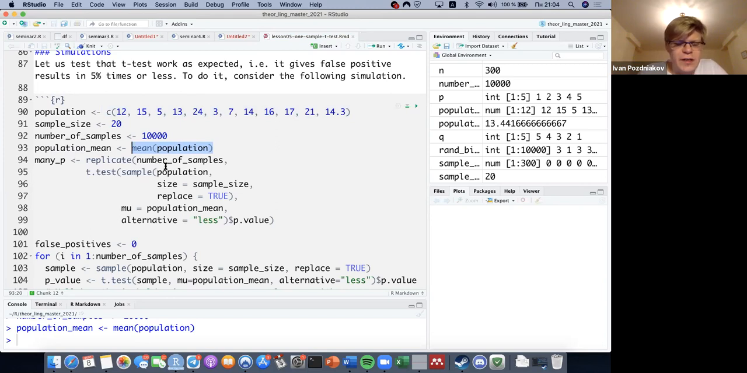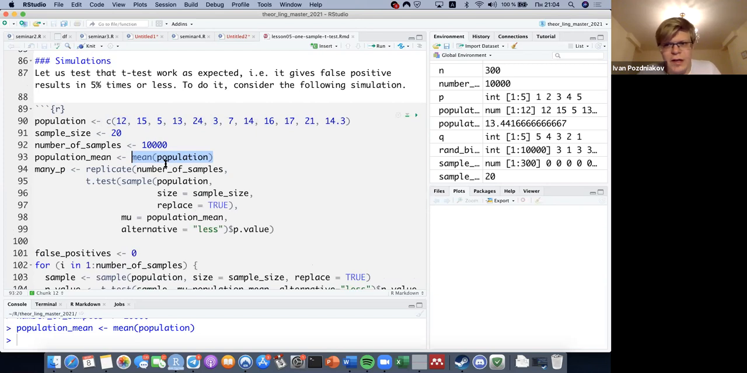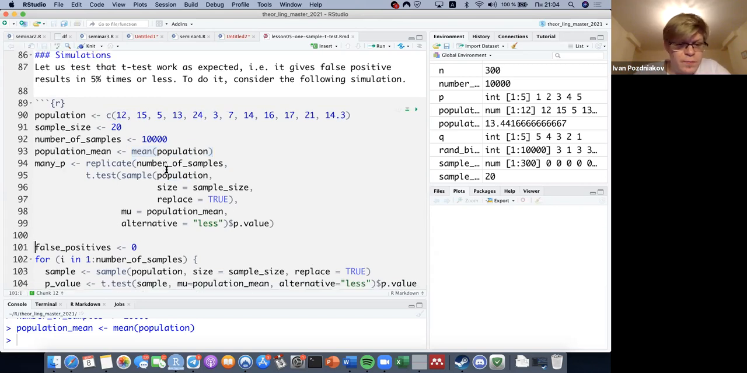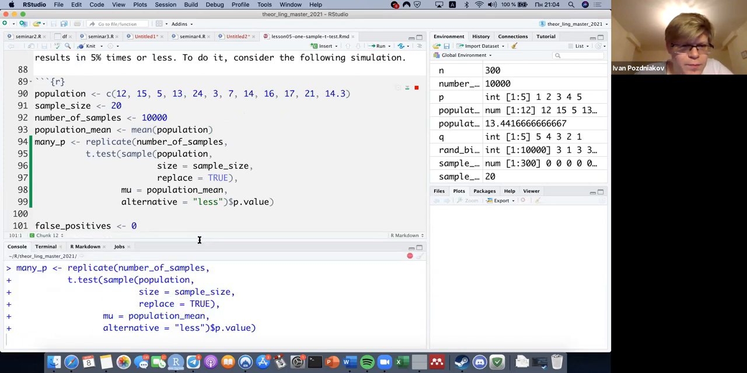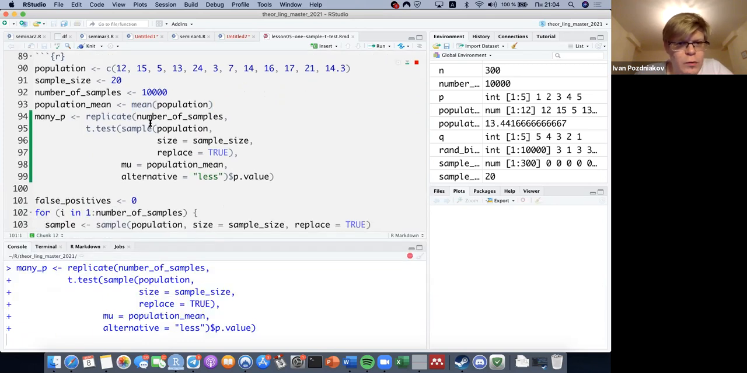So in this case, if we do a t-test, we will expect false positive results, where the p-value is less than 0.05, in less than 5% of cases. So let's try to do a simulation. We need to wait some time because it's quite long actually.